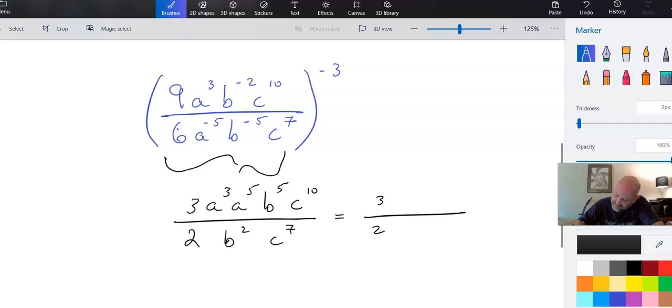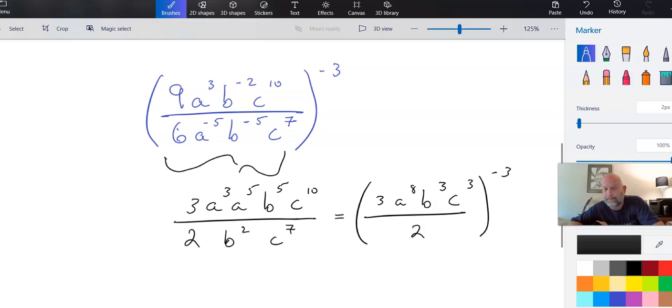a to the third times a to the fifth is a to the eighth. B to the fifth over b squared gives me a b to the third on top. And c to the 10th over c to the 7th gives me a c to the third on top. So we can actually do this and center that 2 on the bottom there. Now, the thing we're missing, that negative 3. That negative 3 hits everybody, right? Doesn't matter who they are.